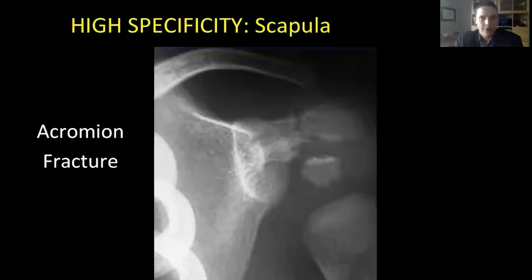Also still in our high specificity and also our S fractures, scapula, particularly the acromion, thought to be due to a direct blow to the back of the shoulder girdle. We see here that this acromion is fractured, kind of where you'd expect it to be at sort of a thinner, weaker point. This is a very high specificity injury, one that should not be occurring by accident.